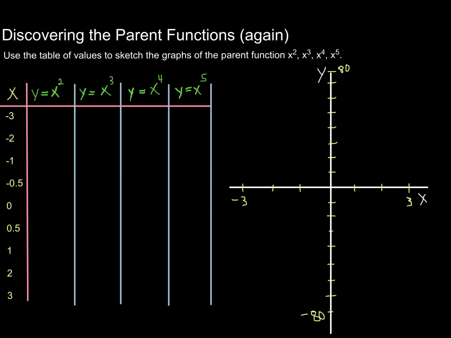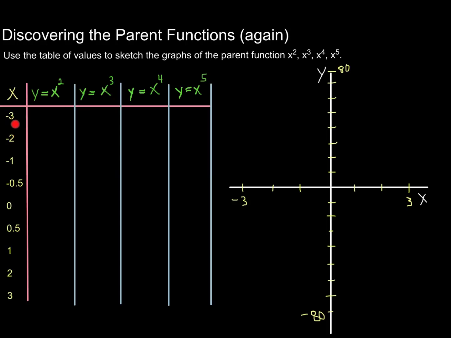To get us started, we're going to rediscover, I guess you could say, the parent functions. You've seen these before in Algebra 1, and we talked about them briefly at the beginning of Unit 1. To help us get an understanding for what the parent functions are, you want to use the table of values to sketch the graphs of the parent functions, x squared, x cubed, x to the fourth, and x to the fifth. To make this really clear, I've created the table for you, and you just want to get this down in your notes.